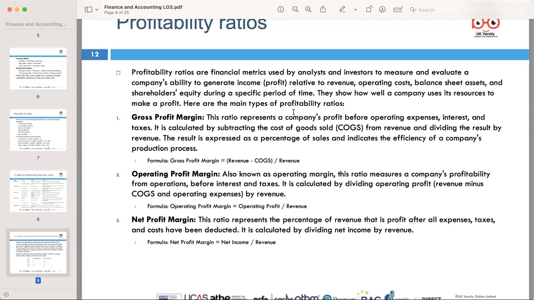So let's discuss types of profitability ratios. Gross profit margin. This ratio reveals a company's profit before considering operating expenses, interest, and taxes. To calculate it, we subtract the cost of goods sold from the revenue and then divide the result by the revenue. The outcome is expressed as a percentage of sales and provides insight into the efficiency of a company's production process.